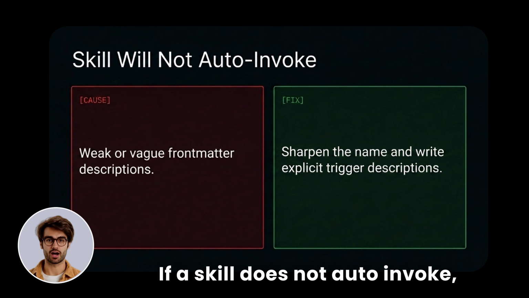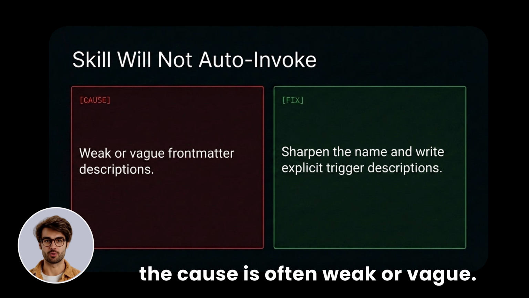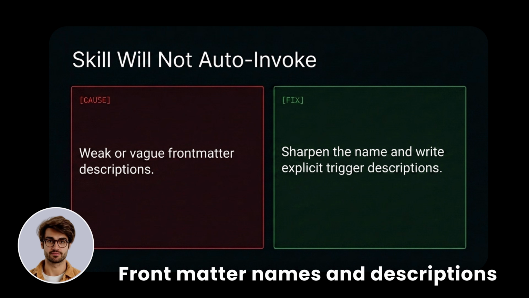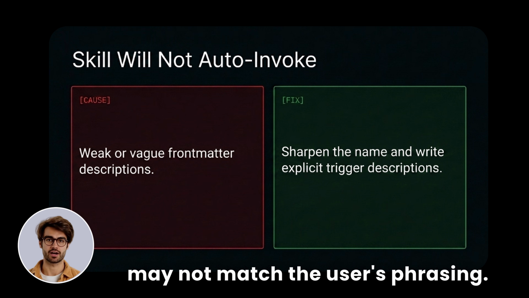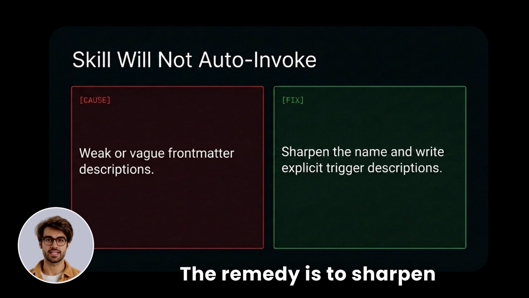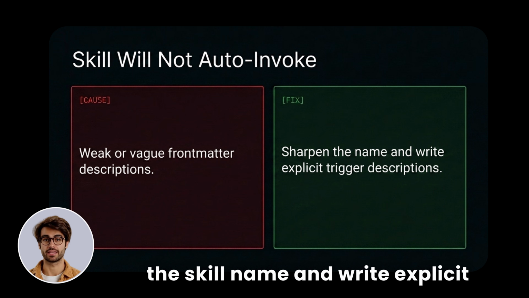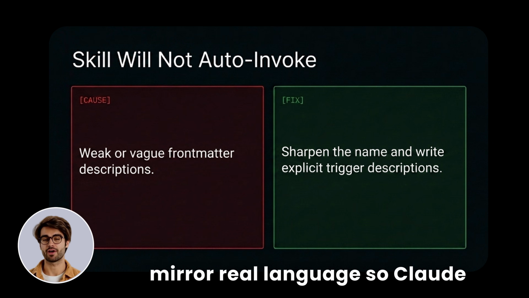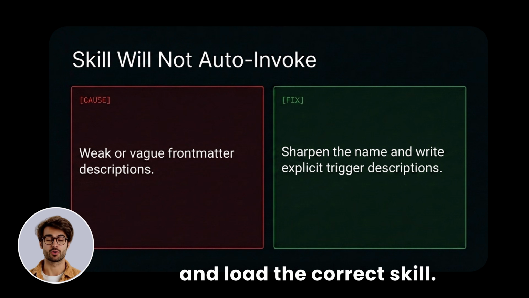If a skill does not auto-invoke, the cause is often weak or vague front matter. Names and descriptions may not match the user's phrasing. The remedy is to sharpen the skill name and write explicit trigger descriptions that mirror real language, so Claude can reliably match intent and load the correct skill.